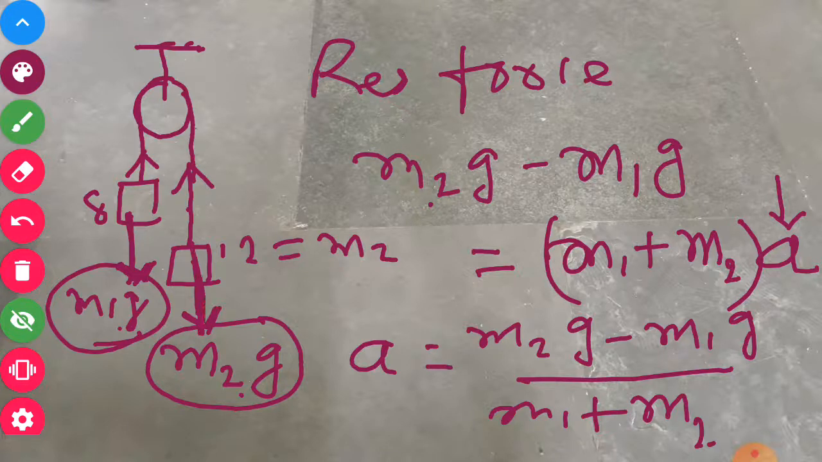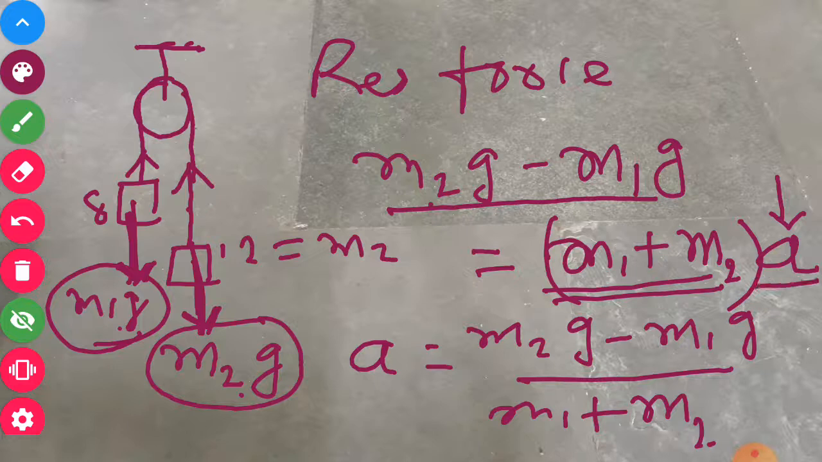If a heavy body is tied here and a light body is here, the resultant force is m2g minus m1g, which produces the acceleration in the whole system. Say the acceleration of the whole system is a. The resultant force is mass into acceleration, that is, the total mass of the system multiplied by the acceleration, and you get the value of this acceleration as about 2 meter per second square.